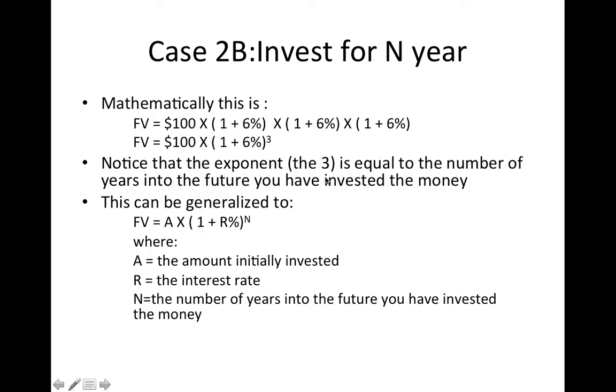If we notice that this third power, which we call the exponent, is equal to the number of years into the future we're investing the money, then we can generalize this formula to just say that the future value is the amount times 1 plus the interest rate raised to however many years it's going to be out there. So that's just a simple mathematical way of going through that process of building out what you have each year and what's there to be reinvested at the interest rate and compounded each year.